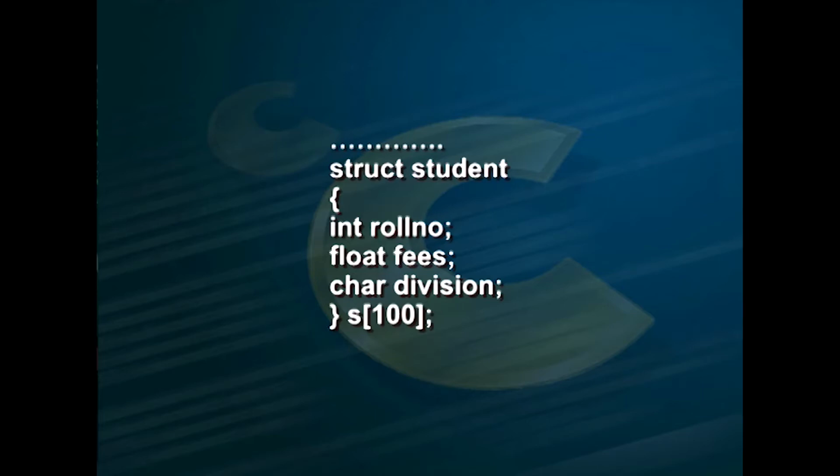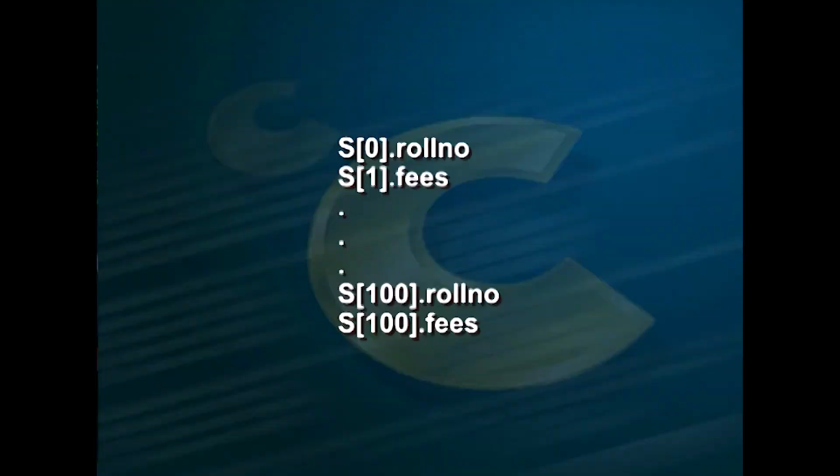Let us now go through a program segment that shows how to use an array of structures. struct student { int rollnumber; float fees; char division; } S[100]; Here we define an array of 100 structures. Each structure variable S0, S1 up to S100 contains a structure as its value. The members can be accessed as S0.rollnumber, S1.fees, like that, S100.rollnumber, S100.fees, etc. Now, let us see a program segment that reads and writes the above defined array of structures.